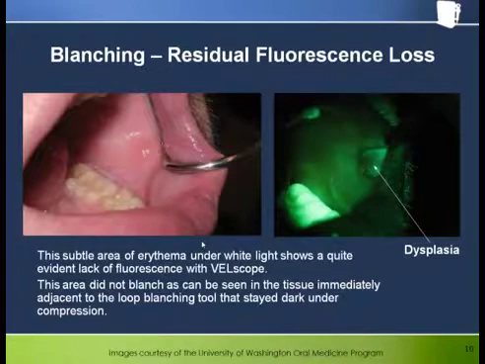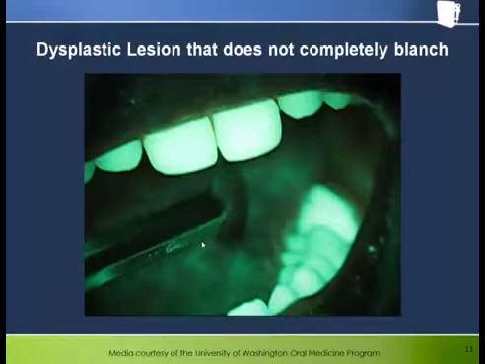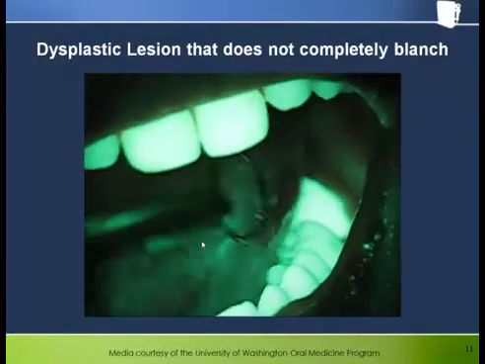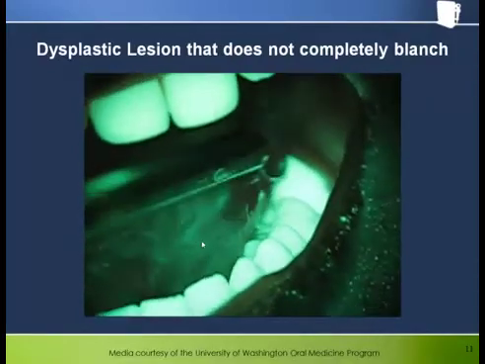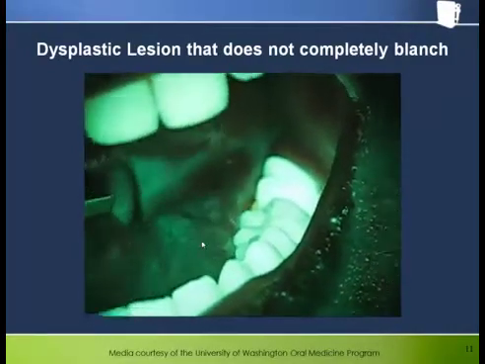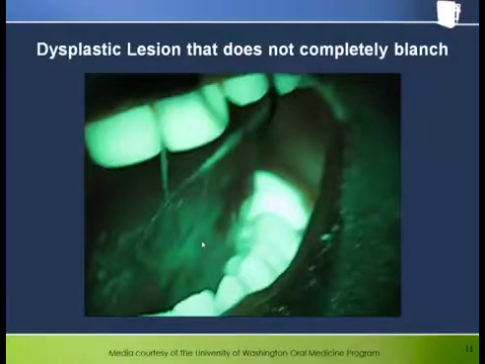In this slide, you can see a rather subtle area of redness or erythema that did not blanch under compression when the corresponding dark area was blanched under fluorescence. This area was found to contain dysplasia when biopsied. In this movie, there is evidence of blanching in some areas, but it's also quite clear that this lesion does not completely blanch, especially around the anterior part of the lesion. This lesion was found to contain dysplastic tissue.